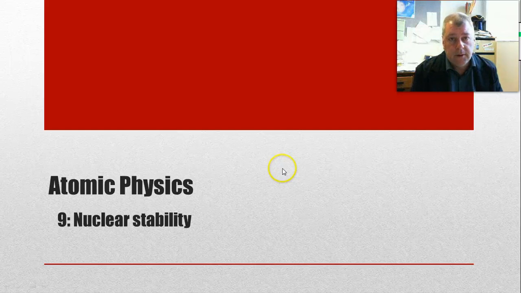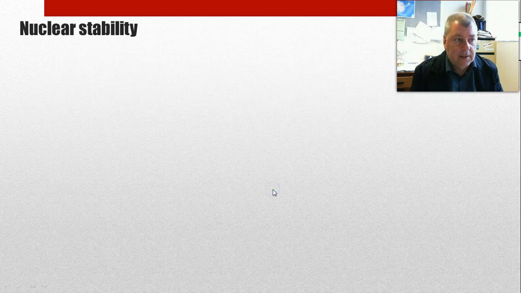Hello, Atomic Physics number 9, Nuclear Stability. In this one we're just going to very quickly recap some of the stuff that we've already talked about in physical science a year ago, as to why some nucleuses or nuclei are stable and others have to decay through alpha, beta and gamma decay.